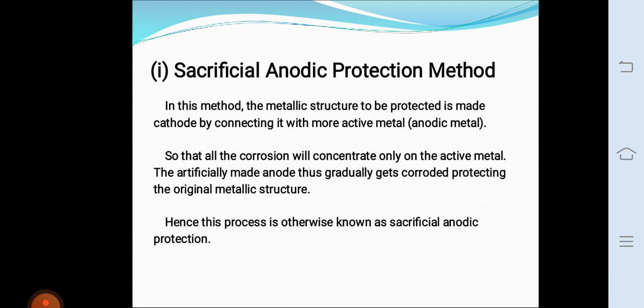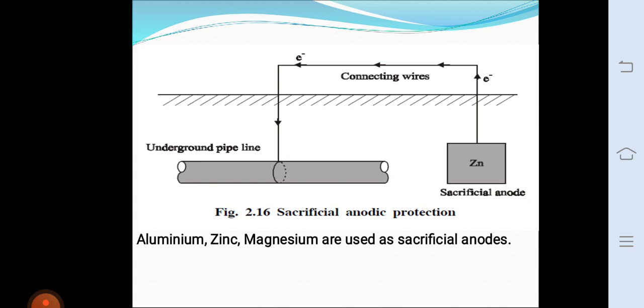The diagram is shown in the figure. The original metal to be protected from corrosion is attached with a more active metal. So, the more active metal undergoes corrosion. So, our original metal is prevented from corrosion. That is the concept of the sacrificial anodic method.